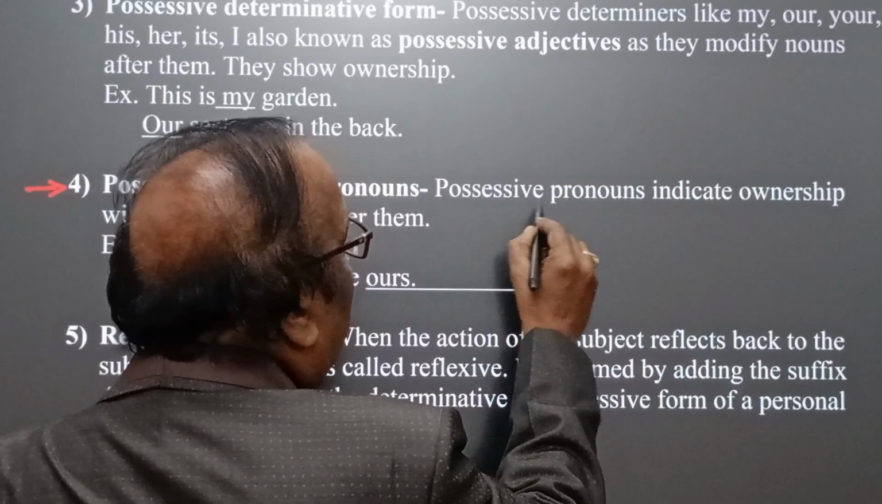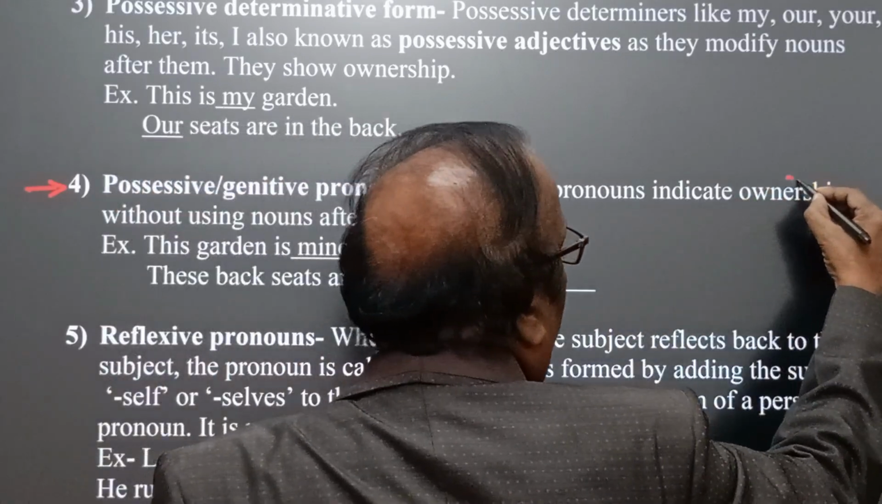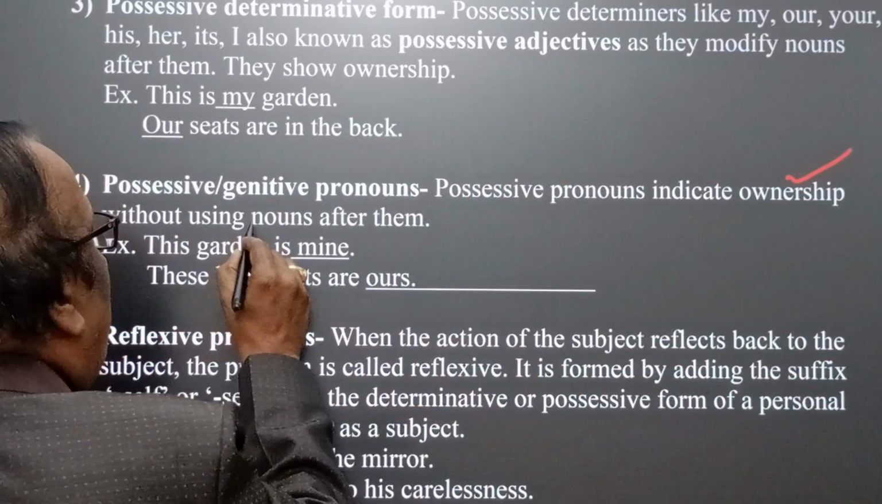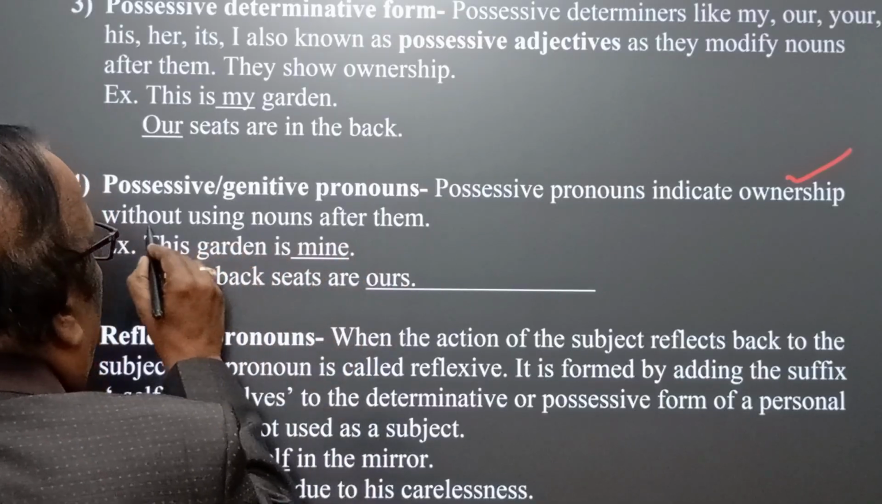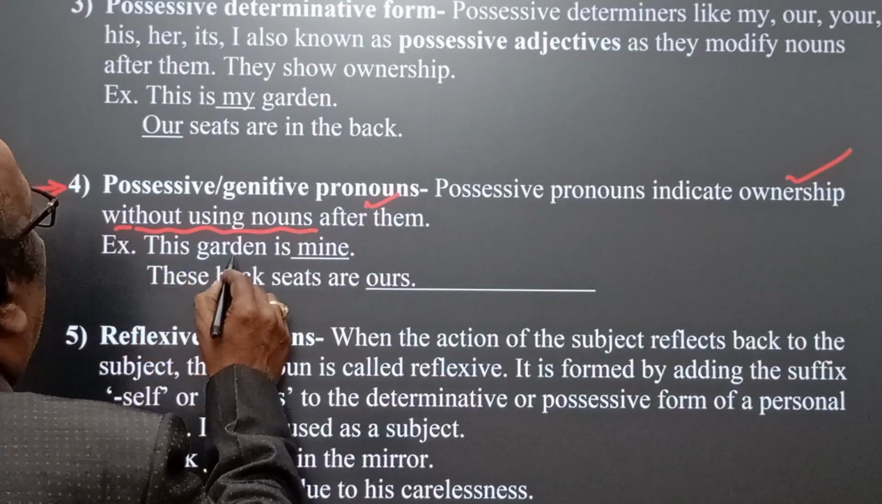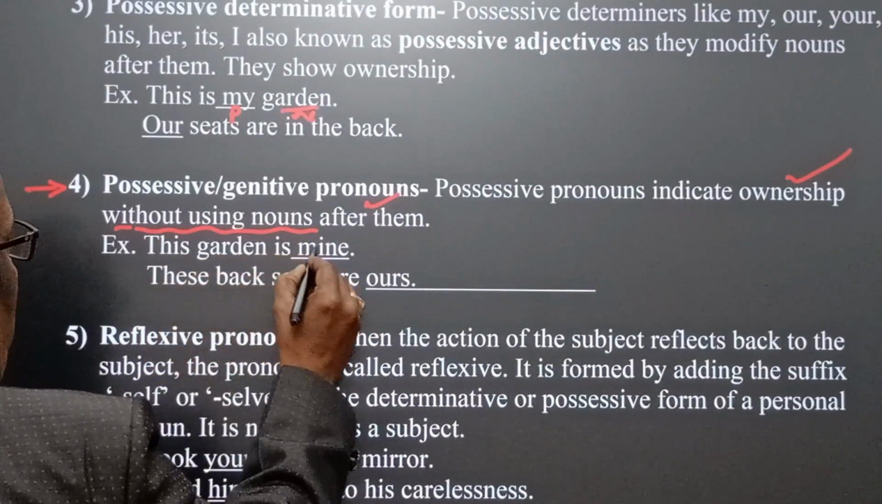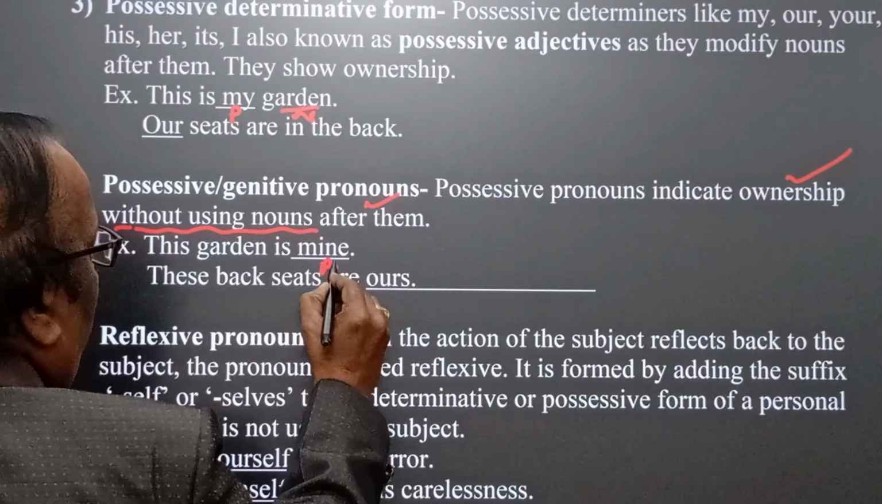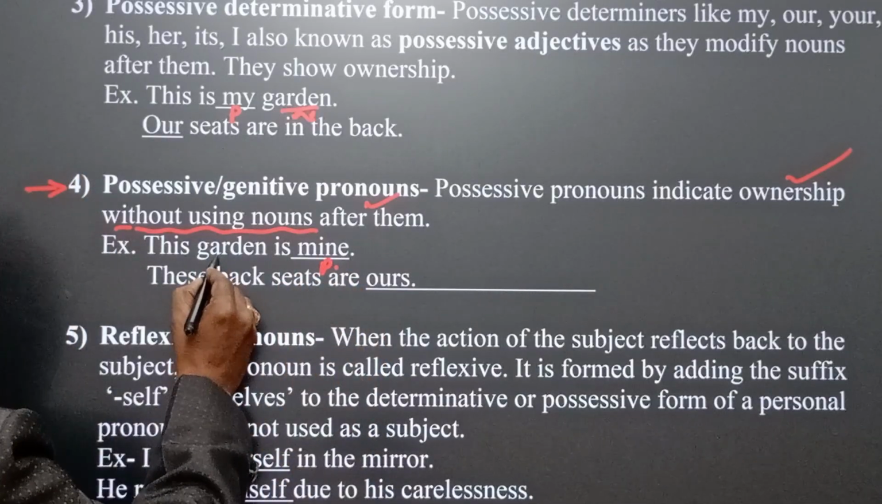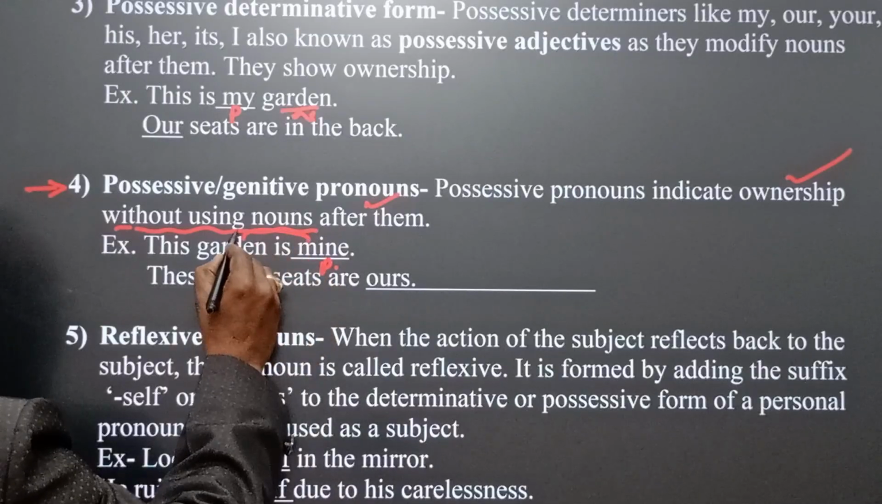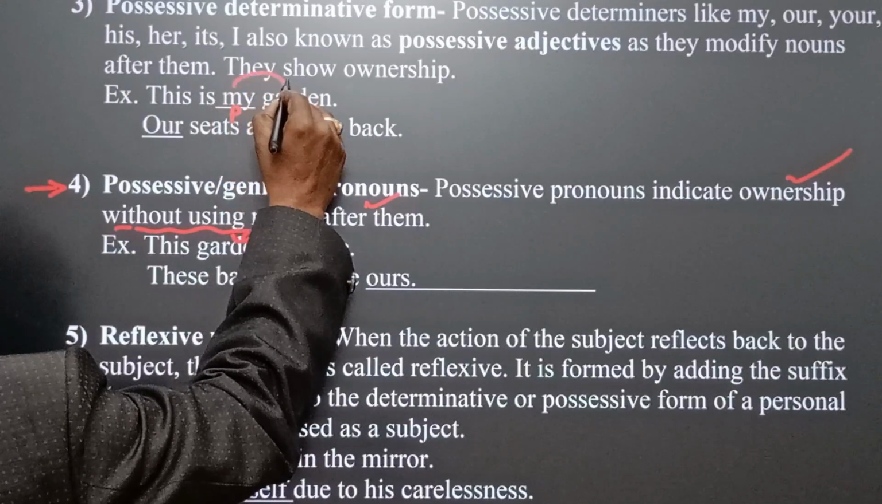Then how? Possessive pronouns indicate ownership without using nouns after them. Example, this garden is mine. Here mine is the pronoun, but in the earlier example the determinative was indicating backward, and here it indicates forward.